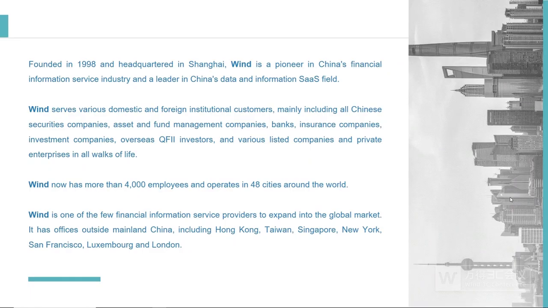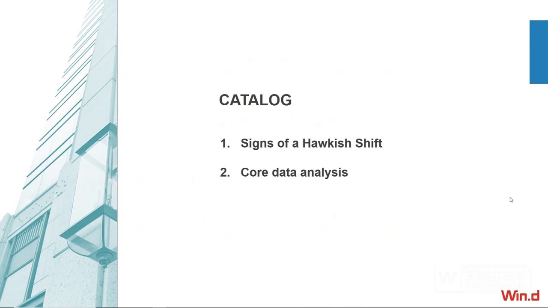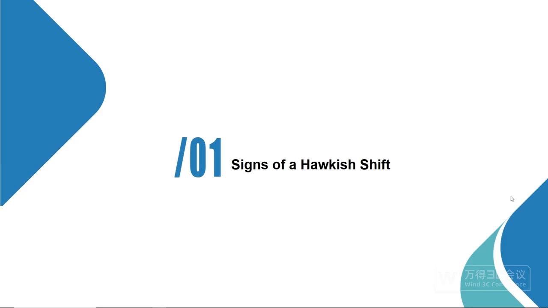This training session will focus on 2 key areas. First, signals of a hawkish policy shift, and second, analysis of core economic data. Part 1. Signals of a hawkish pivot.